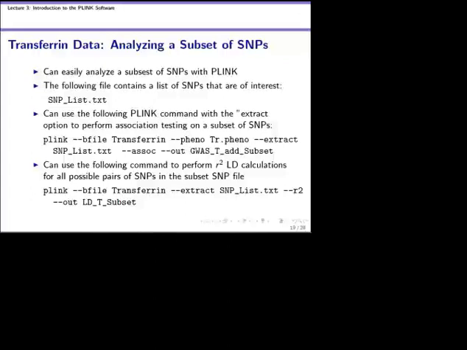Someone mentioned R squared. Let's say you want to know how correlated your SNPs are. You can easily just use the R squared command, which is a measure of the LD. So essentially what I'm saying here is read in this transferrin file, extract only these SNPs, so we're doing analysis on this subset of SNPs that we're going to provide. And then do R squared, calculate the LD for all pairs in this file.